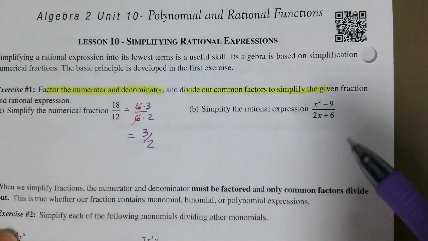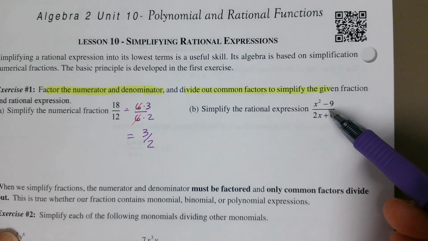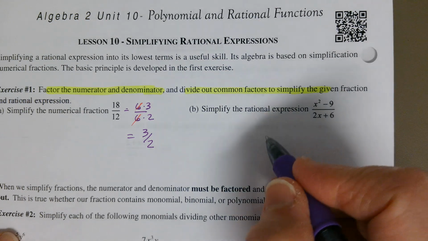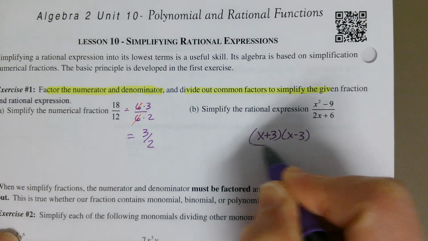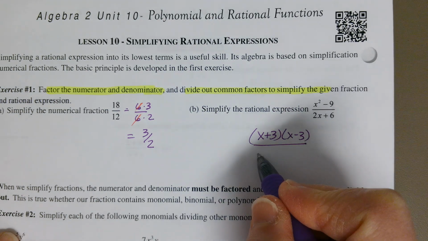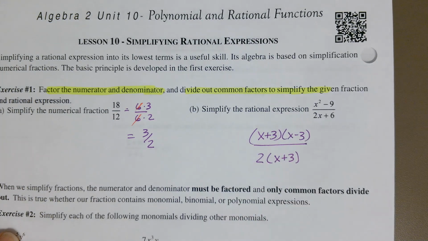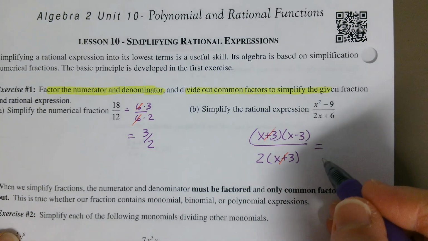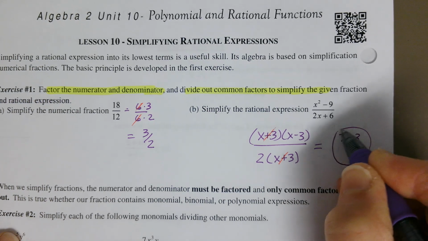We want to do the same when we are faced with a rational expression. Factor this numerator. This is the difference of perfect squares, (x plus 3) times (x minus 3). The denominator, there's a GCF of 2 that factors out, leaving x plus 3. And then we just put a slash through the common factors. Don't scribble them out or erase them. So what's left is x minus 3 over 2. So this has been simplified.